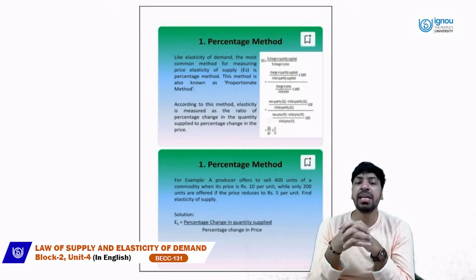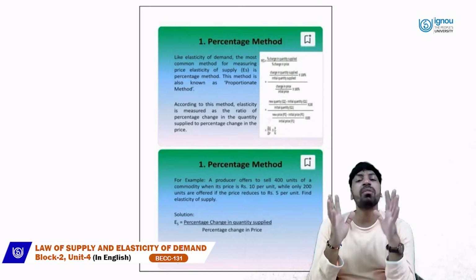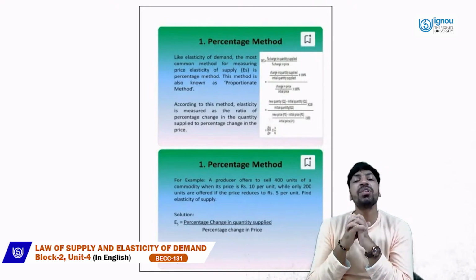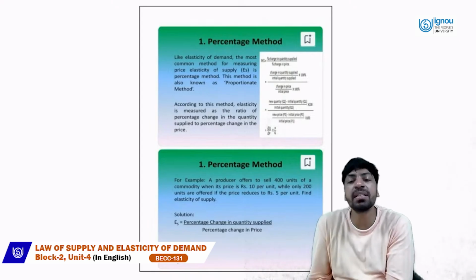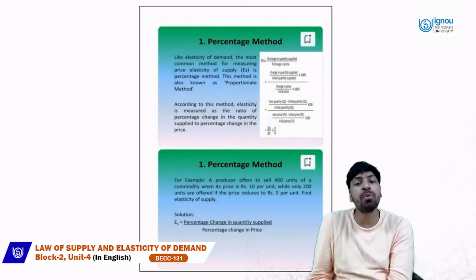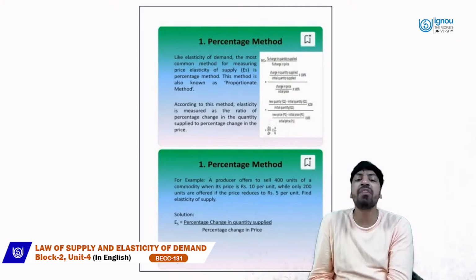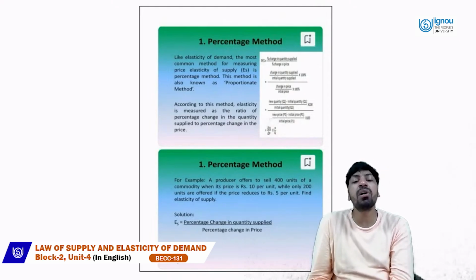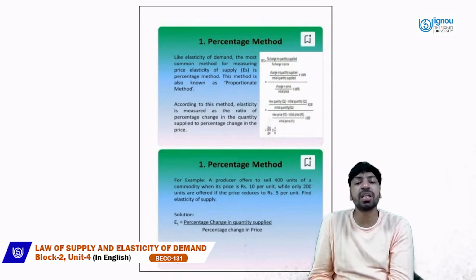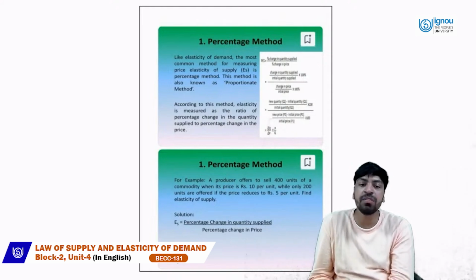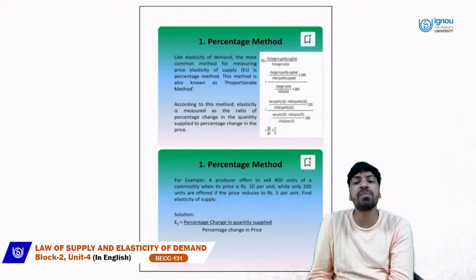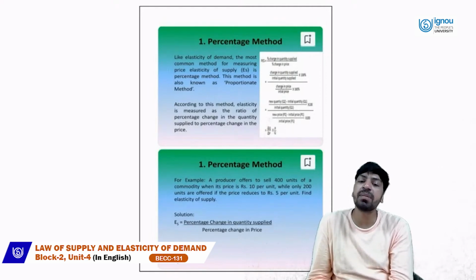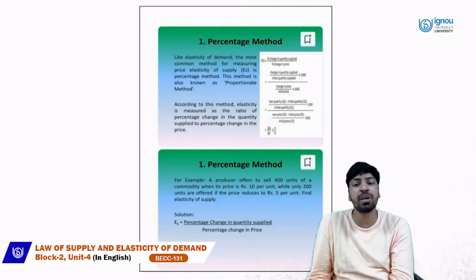And a mathematical example has been shown. A particular producer offers to sell 400 units of a commodity when its price is 100 per unit, while only 200 units are offered if the price reduces to 5 per unit. Find the elasticity of supply. Using the formula, percentage change in quantity by percentage change in price, that is 200 by 5 into 10 by 400. So the price elasticity of supply is equal to 1.